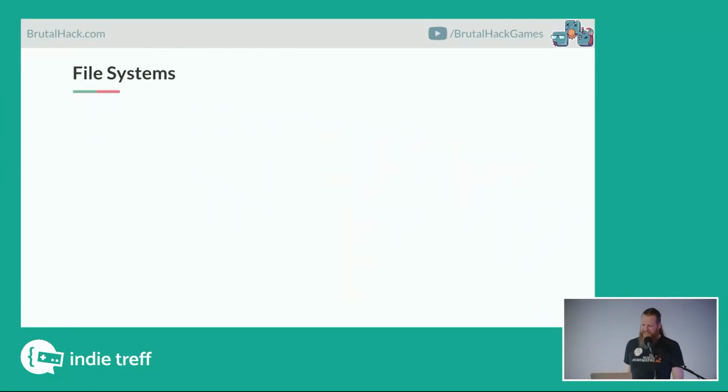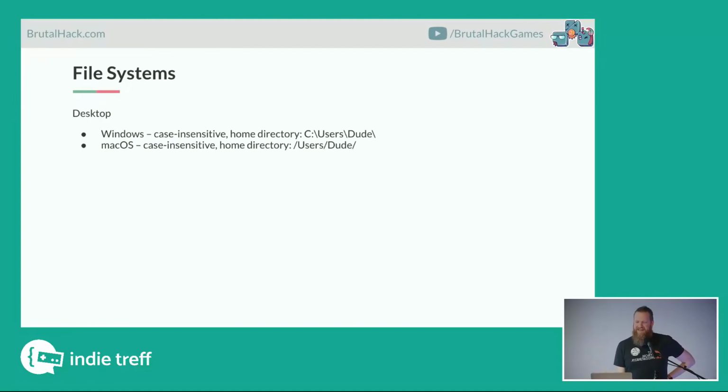Then, file systems. Desktop. Windows is case insensitive, and you have something like C users dude. macOS, case insensitive, but now it's /users/dude. Linux, now they're case sensitive and have /home/dude. So they differ greatly, so we definitely want to test on Windows, Mac, and Linux, especially if you have file access in some way. Most engines will offer you ways to access the file system in an abstract way.